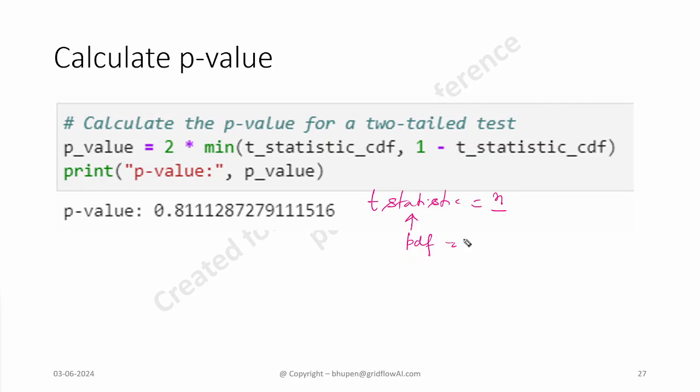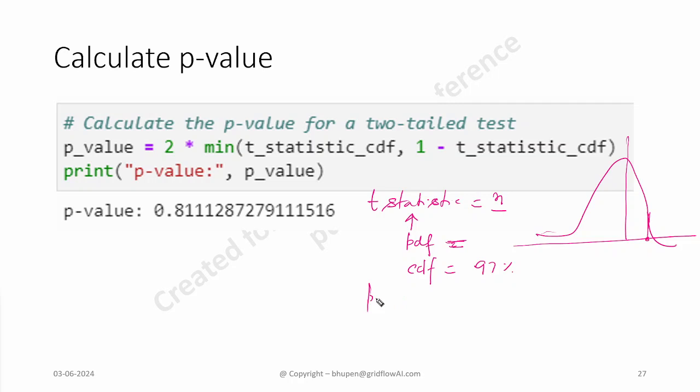And then from that PDF, we'll obtain the CDF. Okay, so let's say this is having some PDF. That means this is my t-statistic, and that's my mean. And here, my t-statistic falls somewhere on this point. And the CDF for that t-statistic is, let's say, 97%.